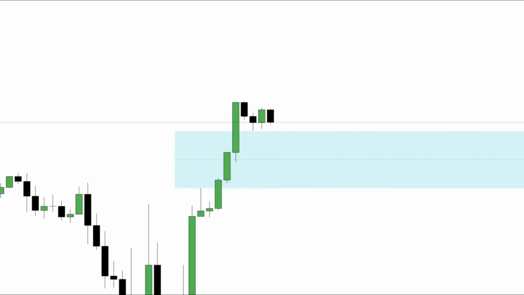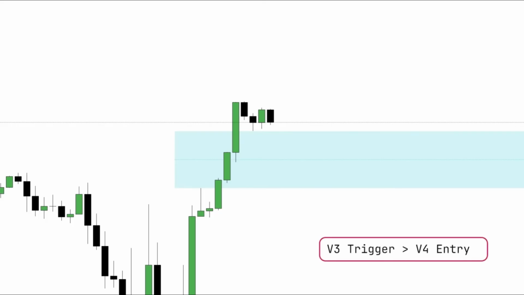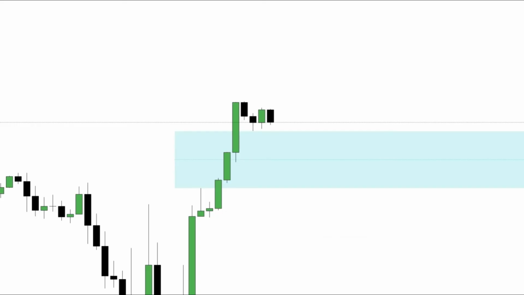Now we move to the LTF part and look for V3 trigger greater than V4 entry. I've noticed that for many people the trigger remains unclear, and I would like to clarify this aspect now.